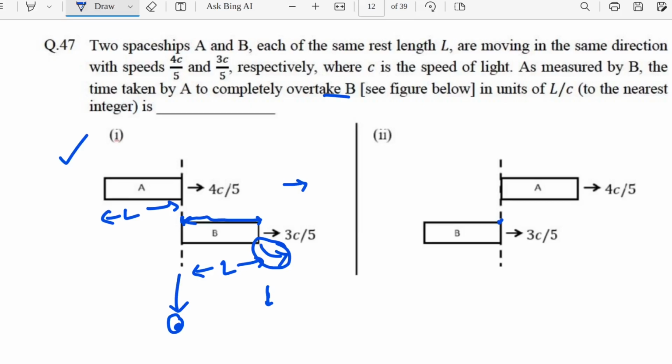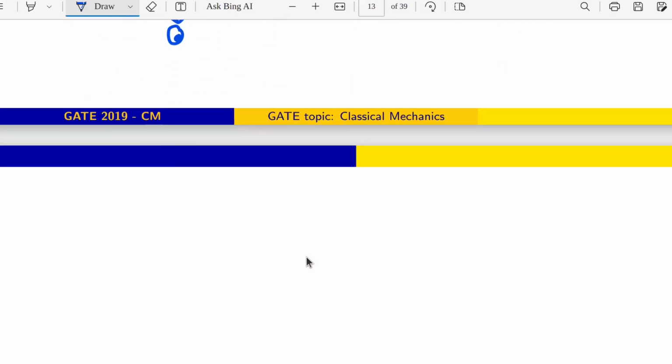So, we have to answer the question in the units of L by C, where L is the length of that spaceship and C is the speed of light. Okay, that is the thing. So now we will quickly write all the given values. You can see here whatever they have given.